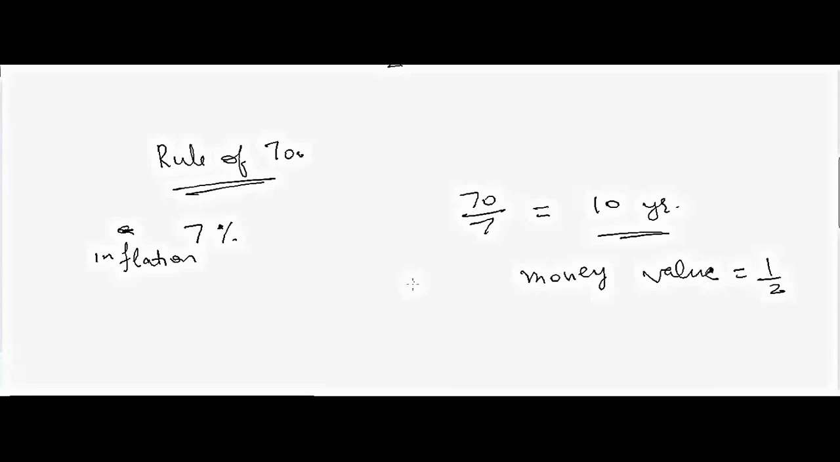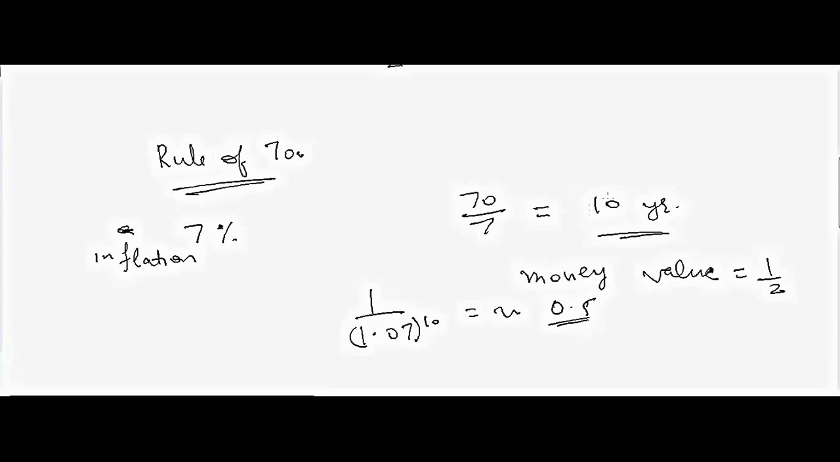You can do this in an accurate way by doing 1.07 raised to power 10, and that will be approximately equal to 0.5. So it takes around 10 years if the inflation is 7% for money to be half.